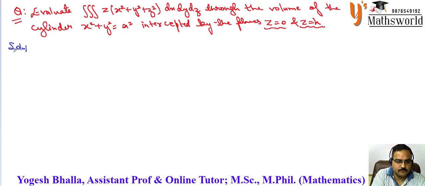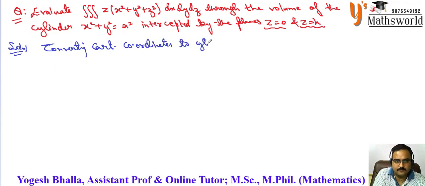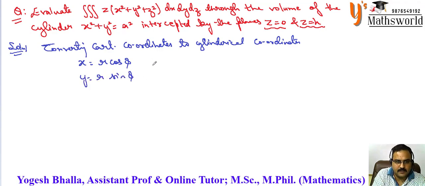Now, converting Cartesian coordinates to cylindrical coordinates, we have to substitute x is equal to r cos phi, y is equal to r sin phi, and z is equal to z, such that dx dy dz is equal to r dr d phi dz.